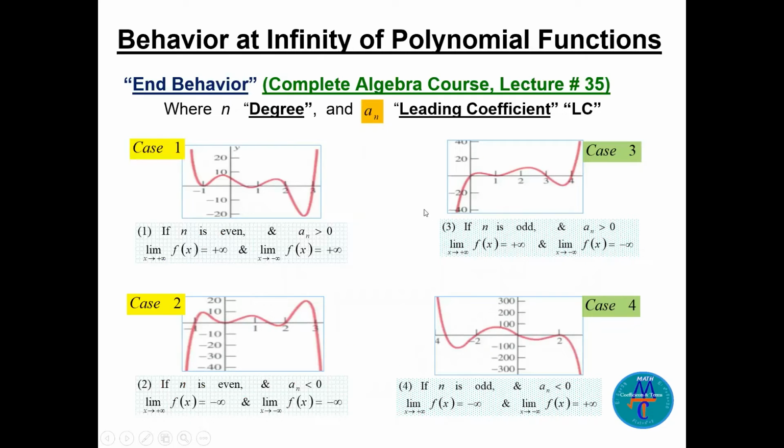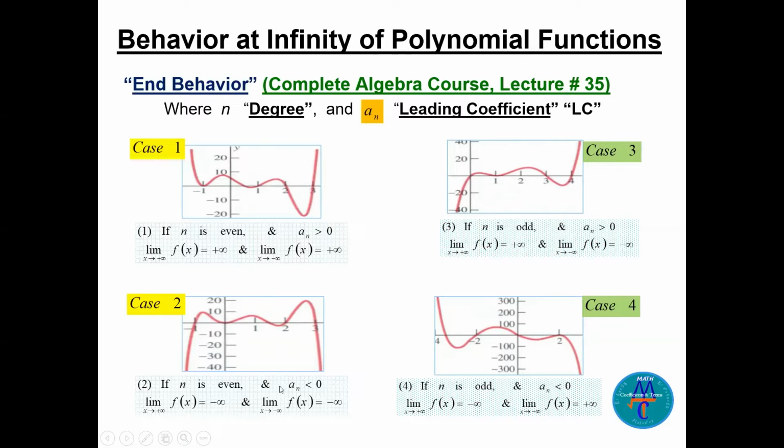Now, there are 4 cases for the behavior at infinity of the polynomial functions. This is in lecture 35 of the complete algebra course. If you want to go back and check, n is the degree and a sub n here is the leading coefficient, which we call LC. So there are 4 cases. Case 1, where we have positive leading coefficient and n is even, like degree 2, 4, 6, 8. So it will be up to the right, up to the left, and this is the limit.